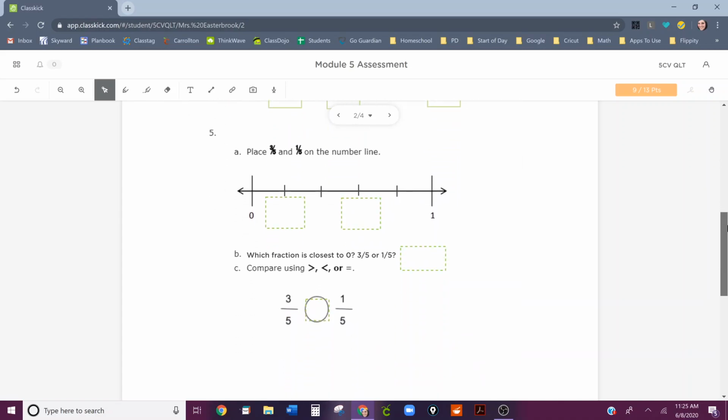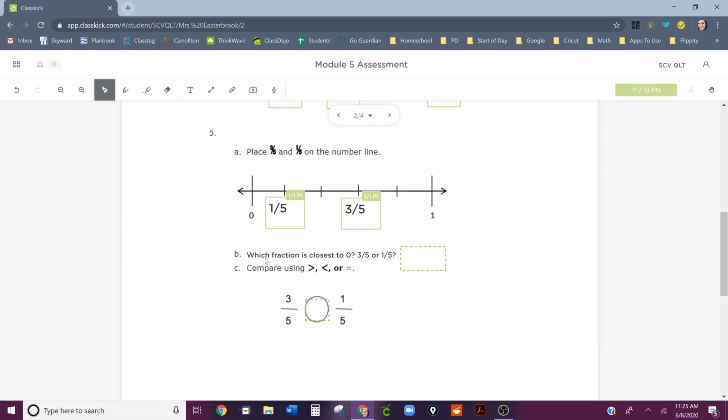Number 5, place 3/5 and 1/5 on the number line. Well, I can do the same thing. I can label the number line, or I can just place them. Here I know is 0 fifths. The first one is going to be 1/5. This would be 2 fifths, and then this would be 3 fifths. If we kept going, we'd have 4 fifths and 5 fifths.